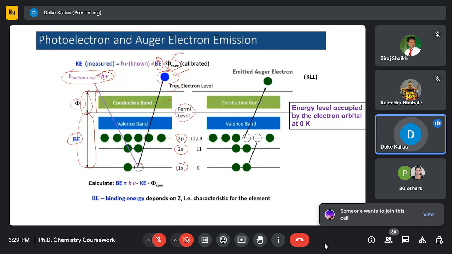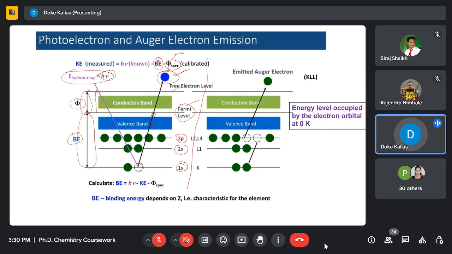Above this level, the electrons come into the conduction band, and they do not have any specific energy level. So such a level is called a Fermi level. This part is concerned with photoelectron emission, how it works, and what the principle is, why the binding energy is equal to incident energy minus kinetic energy minus work function of the spectrometer, the instrument we use.